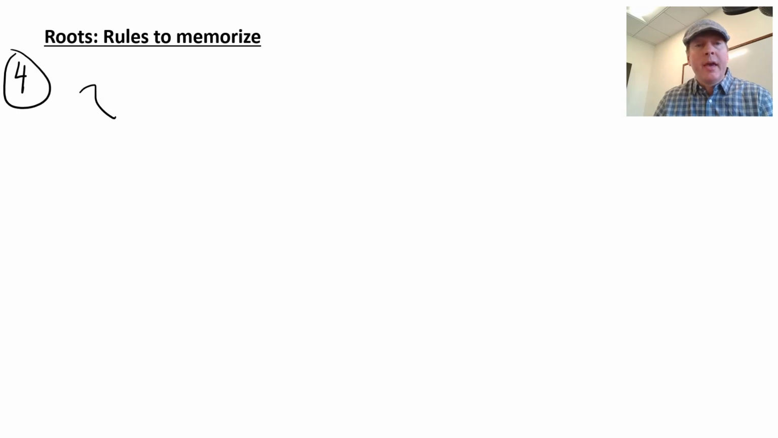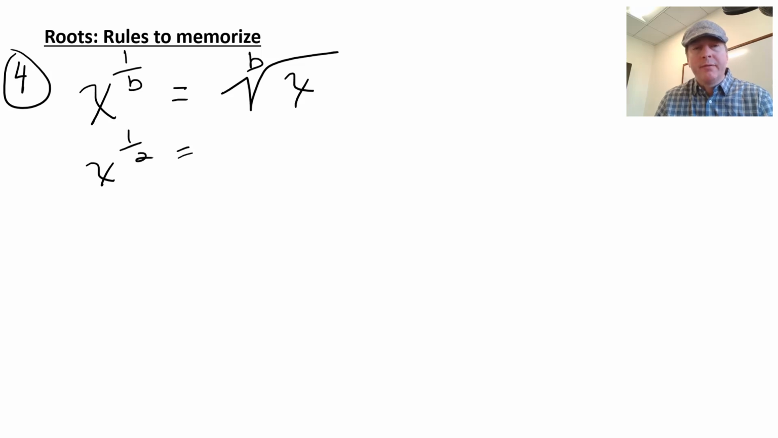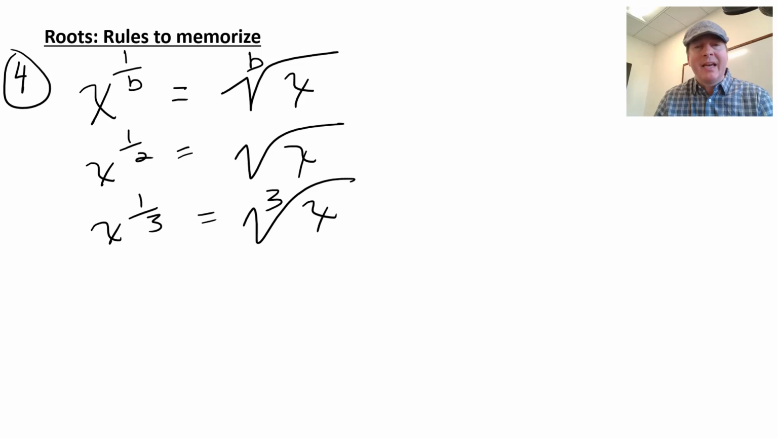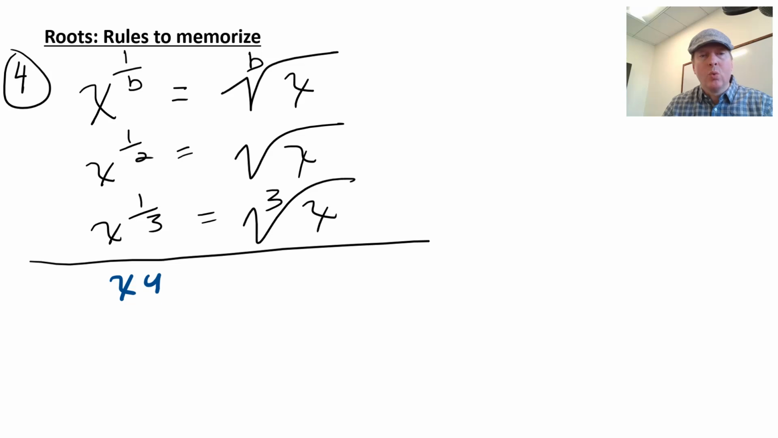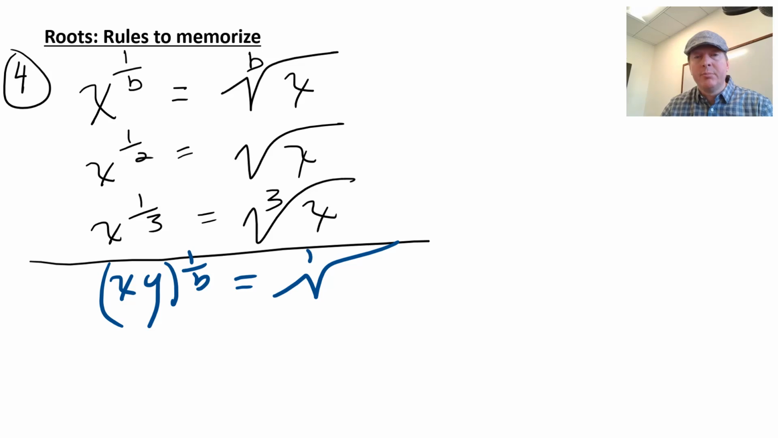Let's look at another rule. X raised to the power of, let's say, 1 over b is the b-th root of x. So we know that x to the 1/2 is the square root of x. We know x to the 1/3 is the cube root of x. So the index number, as it's called, goes inside that little divot there. X to the 1/2, that's an implied 2, the square root. Suppose I wrote xy raised to the power of 1 over b. That is the b-th root of x times y.